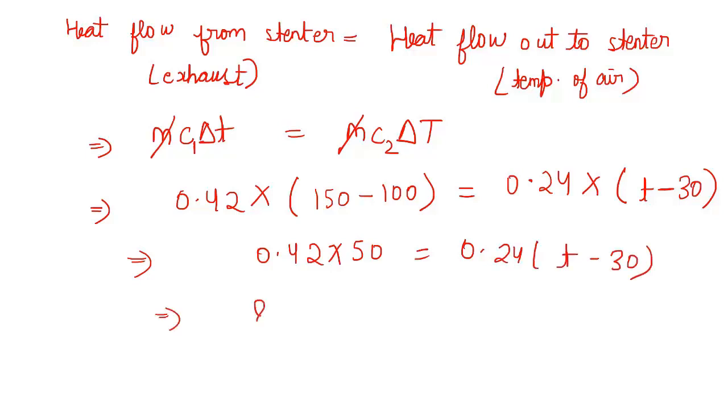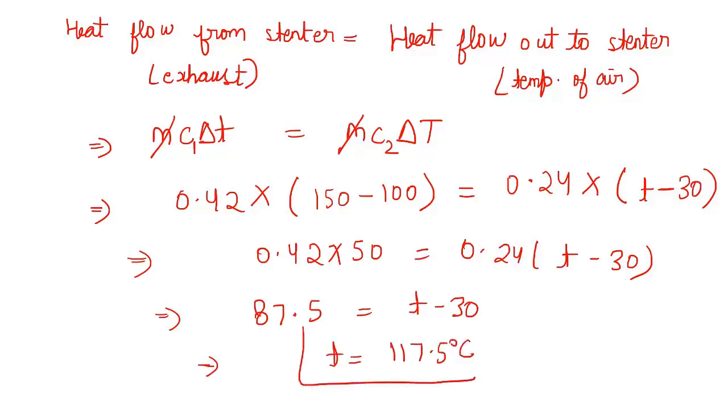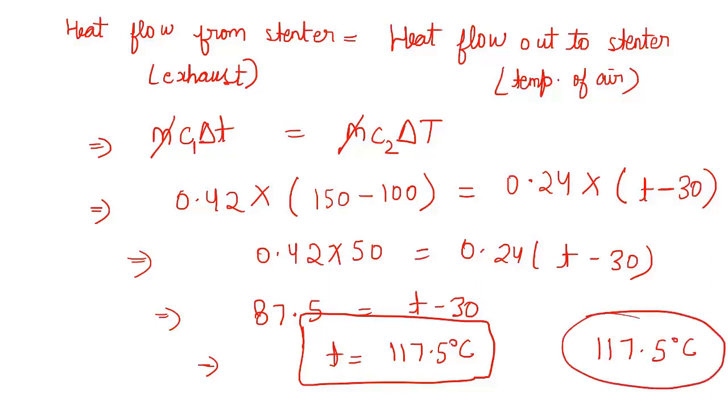So 87.5 is equal to T minus 30. If you calculate this, T comes out to be 117.5 degrees Celsius. You have to write the temperature to one decimal place, so the correct answer is 117.5 degrees Celsius. It is the right answer.